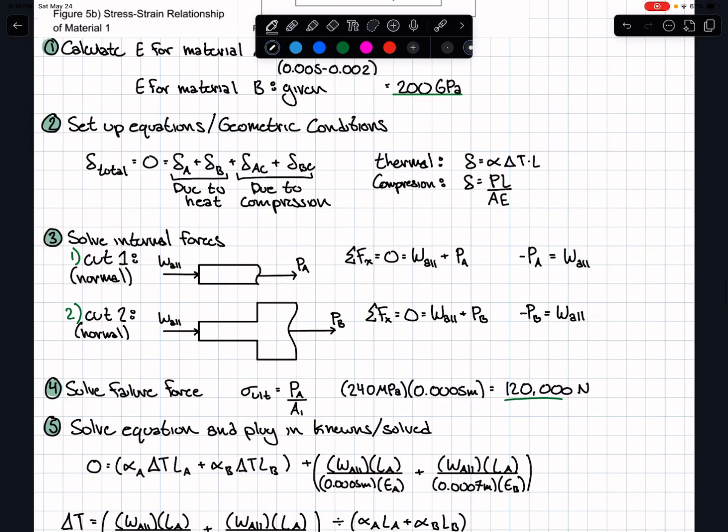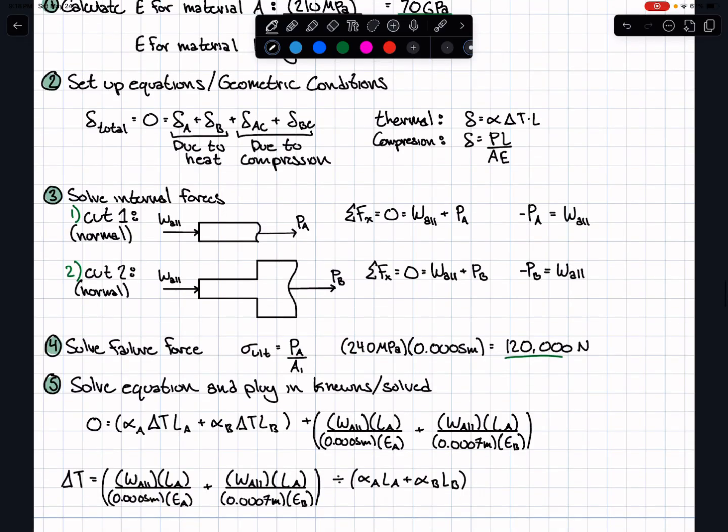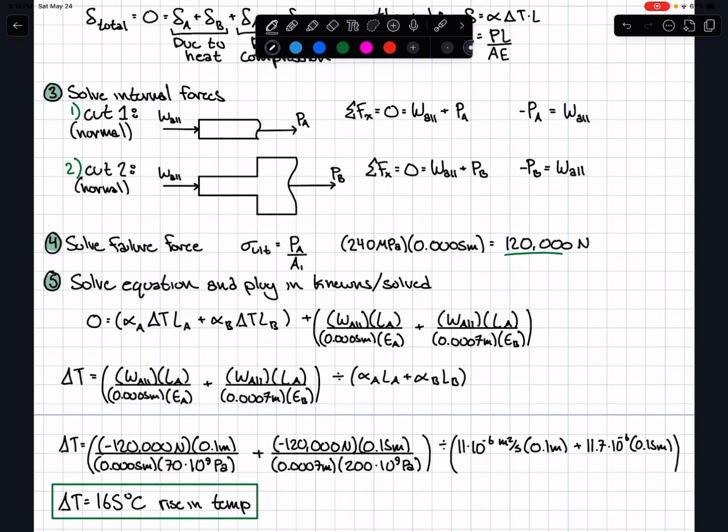It's important to know what compressive forces will be applied to the materials in order to solve for the compressive change in length and the stresses that arise. So creating two free body diagrams and two cuts in our material, we can solve for PA and PB, which are the forces experienced by material A and material B. And we realize that they're equal to each other and also equal to the opposite of the reaction force at the wall. Next thing we do is solve for the failure force, as it is the last unknown in our situation.